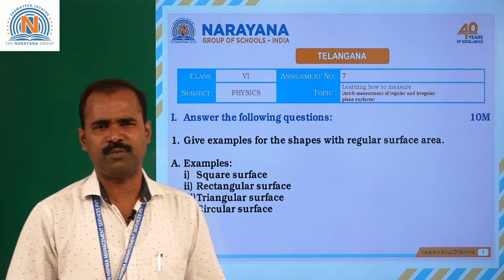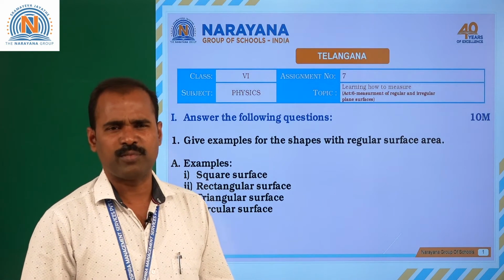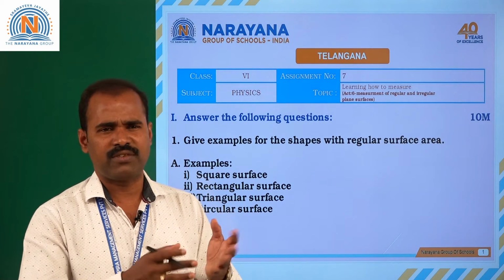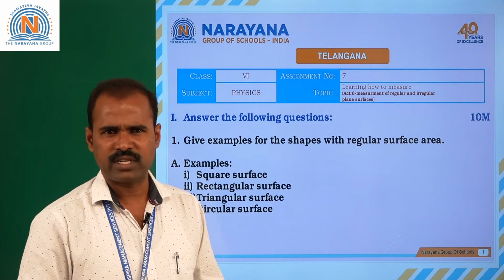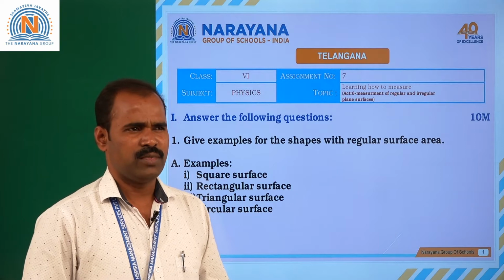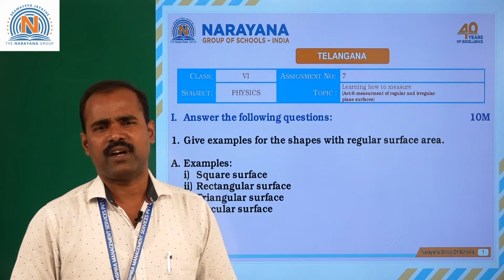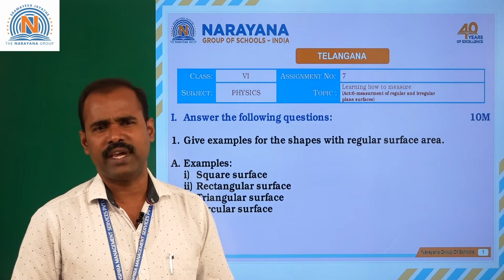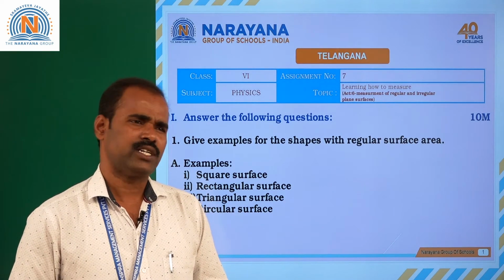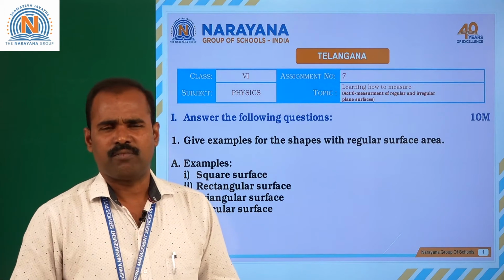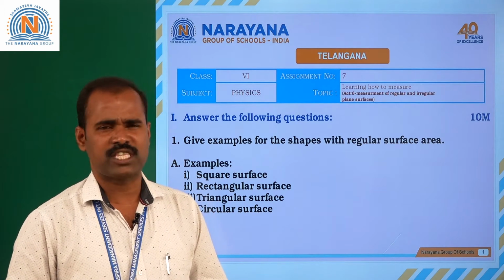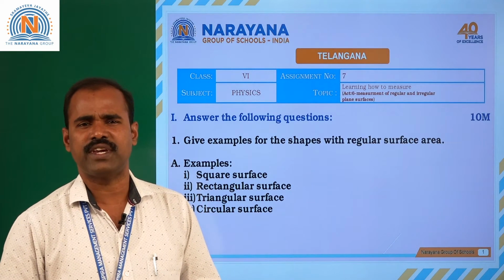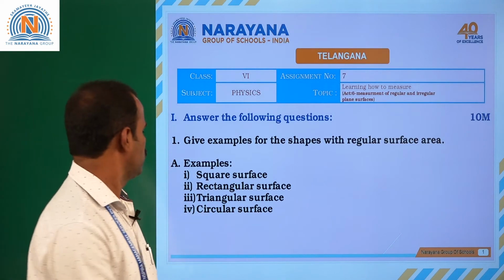Regular surface area means a symmetric object. For a square, the surface area we can measure very easily: side into side we will get the area. Similarly, for a rectangular surface, length into width will give the area of the rectangle. Like that, circular area. So, these are all some examples for symmetric or regular surface areas of objects.